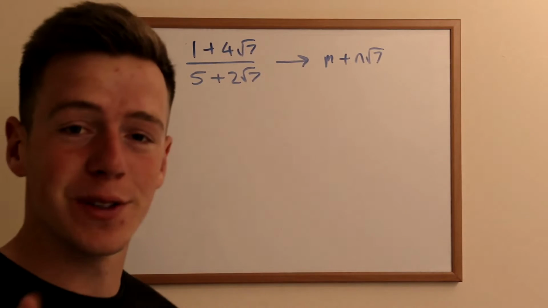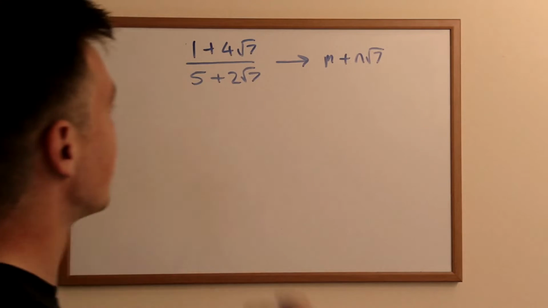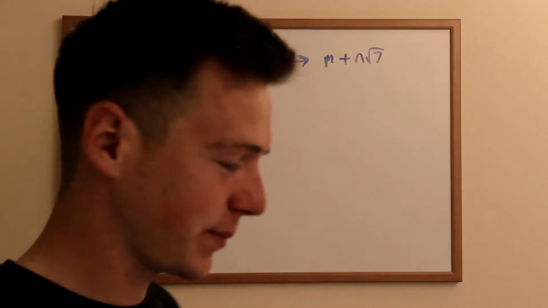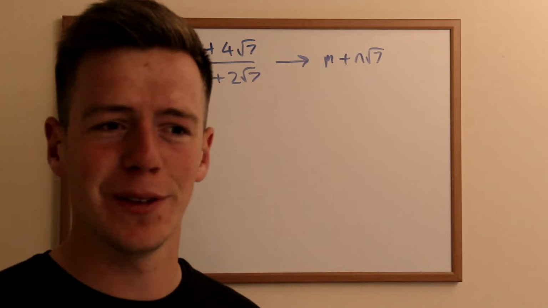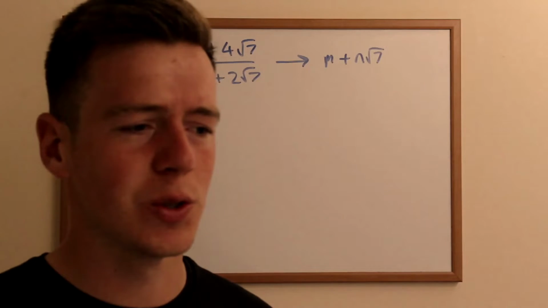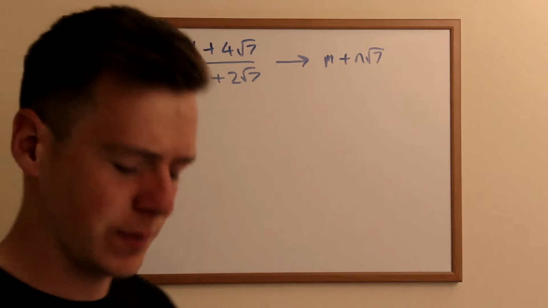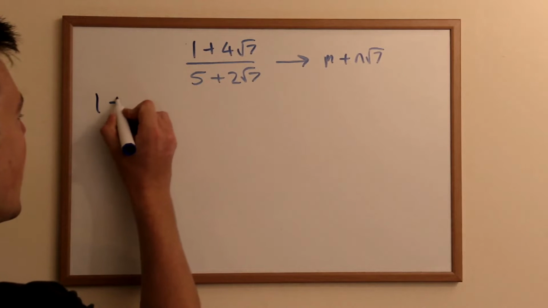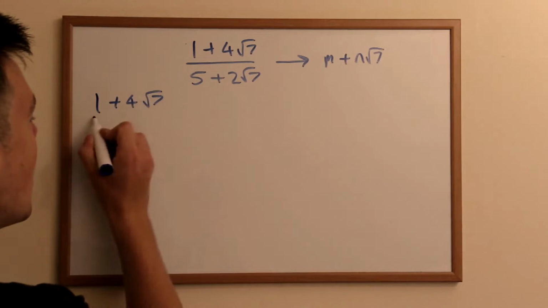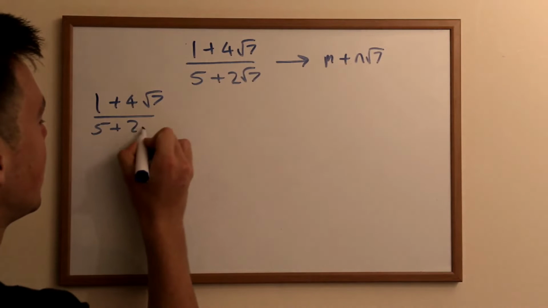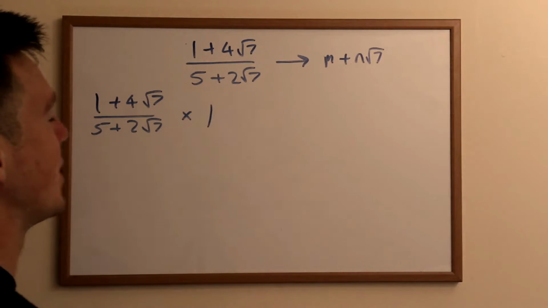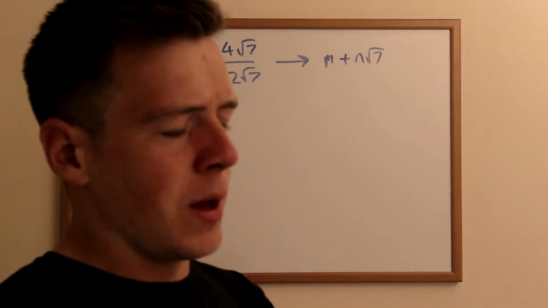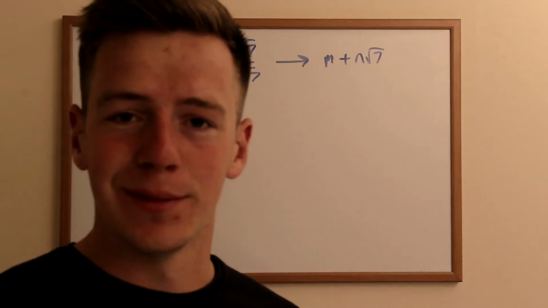So the first thing we need to do is multiply this by 1. It's that easy. Now you might be thinking, well, if I multiply that by 1, then surely I'm just going to have this. Well, yeah, that's true. So 1 add 4 root 7 over 5 add 2 root 7 times by 1. Okay, super easy stuff. So we're timesing it by 1.